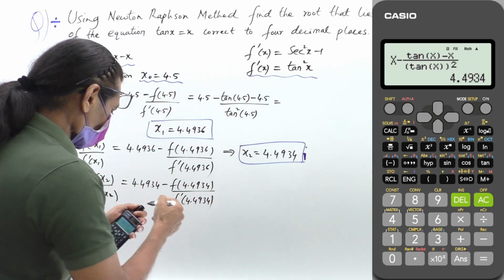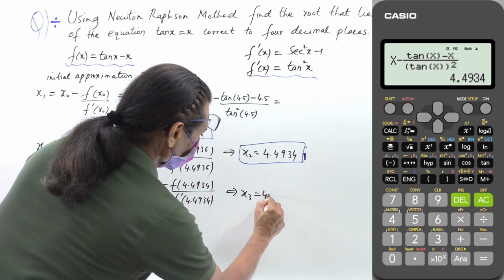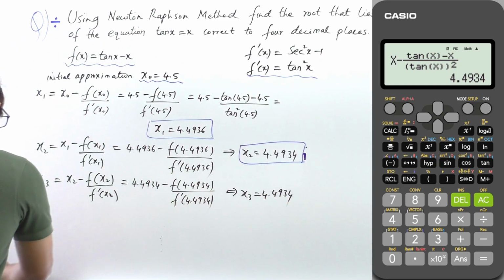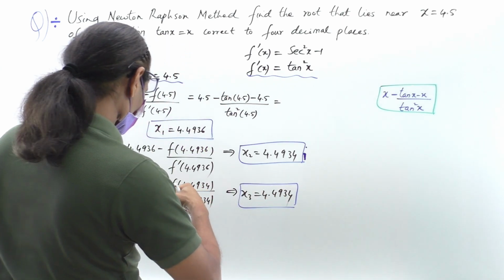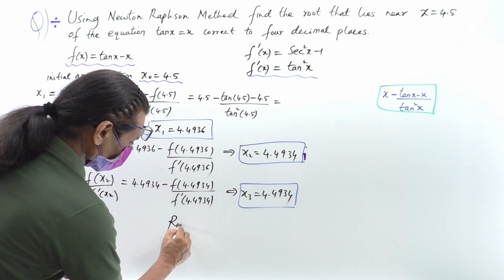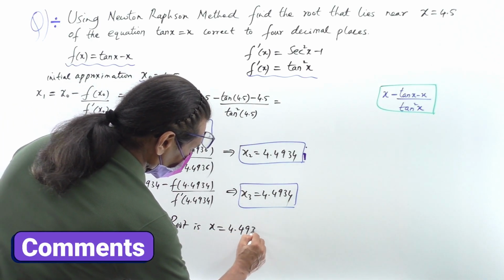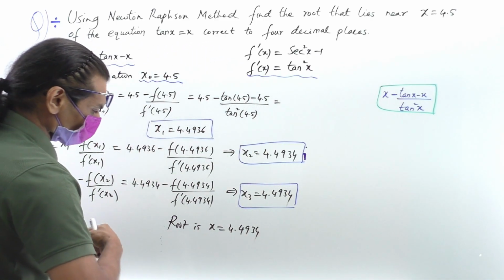We get again 4.4934, that implies x3 is equal to 4.4934. Now you see both are the same. So in both values are the same, you can stop here. Therefore, we can write the root is x is equal to 4.4934. That's the solution of this given question.